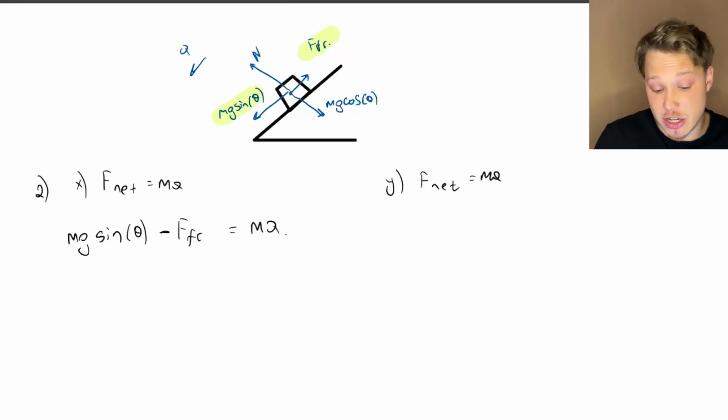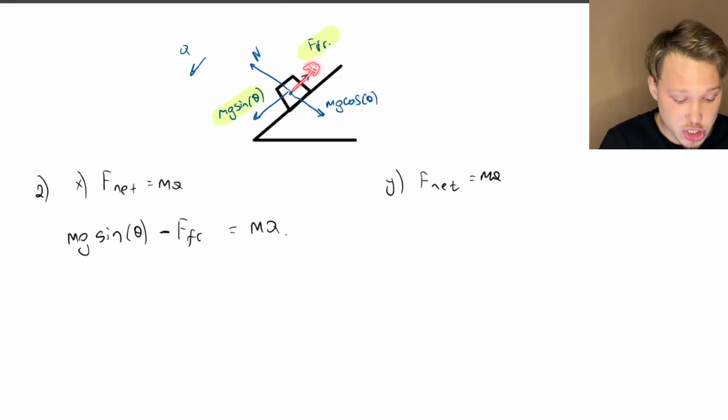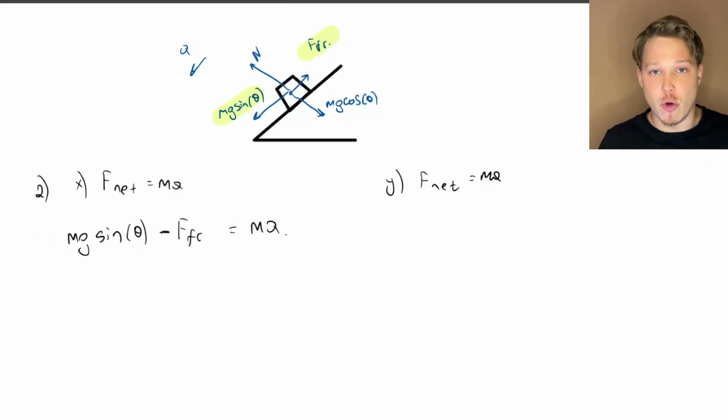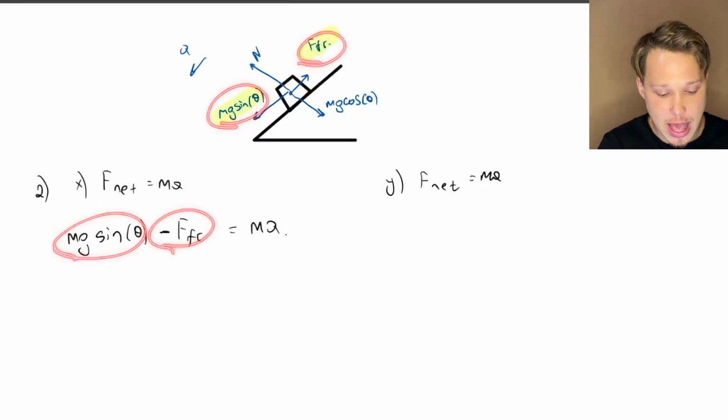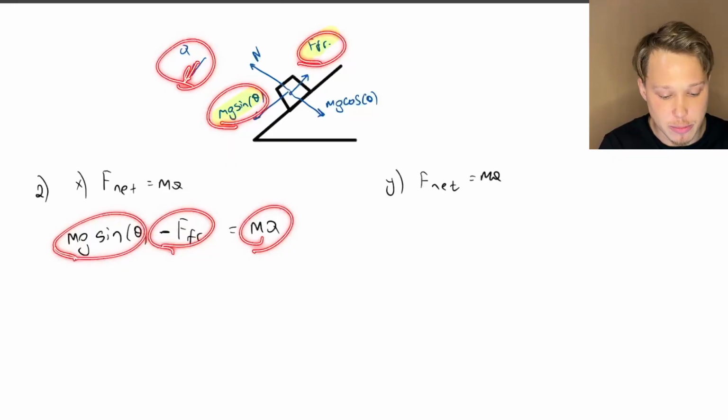Again, you can consider up the plane as negative. That's okay. It's just going to flip your signs. So our solution isn't really going to change from changing the system of coordinates. But I assumed down is positive, so mg sine is positive, friction is negative because it's up the plane, and acceleration is positive because it's down the plane.